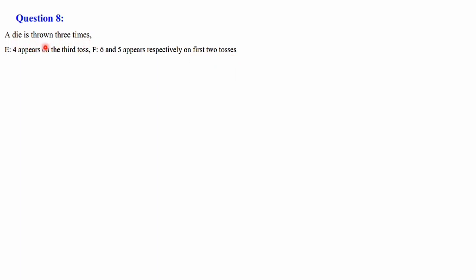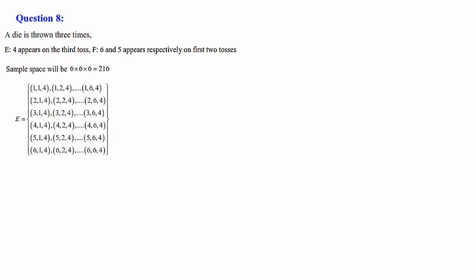So the sample space is huge. 6 power 3, there are 216 elements. 6 into 6 into 6, 216 elements. So it's not possible to write them all. We need only the number, just let it be 216. Then 4 appears on the third toss, that is E. This also has bigger numbers.